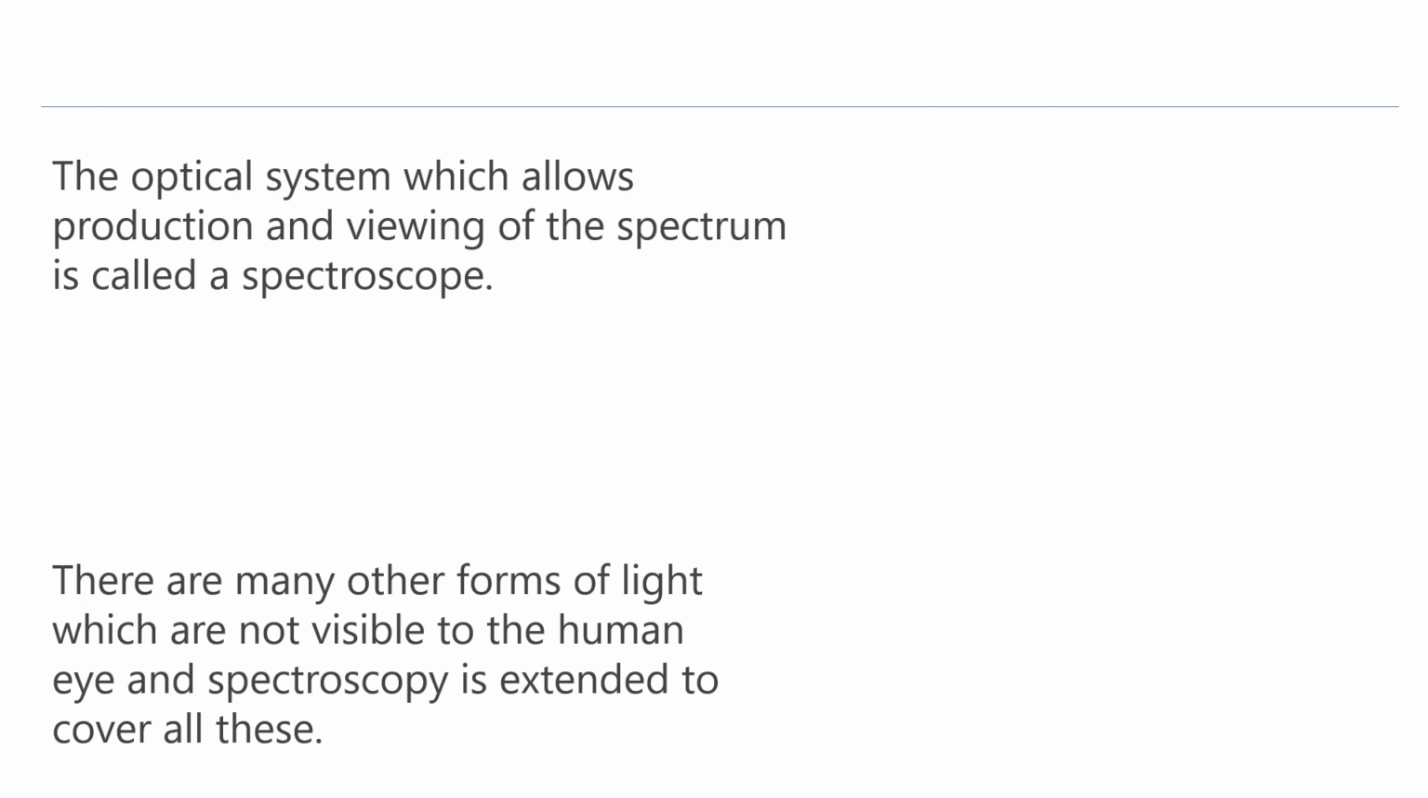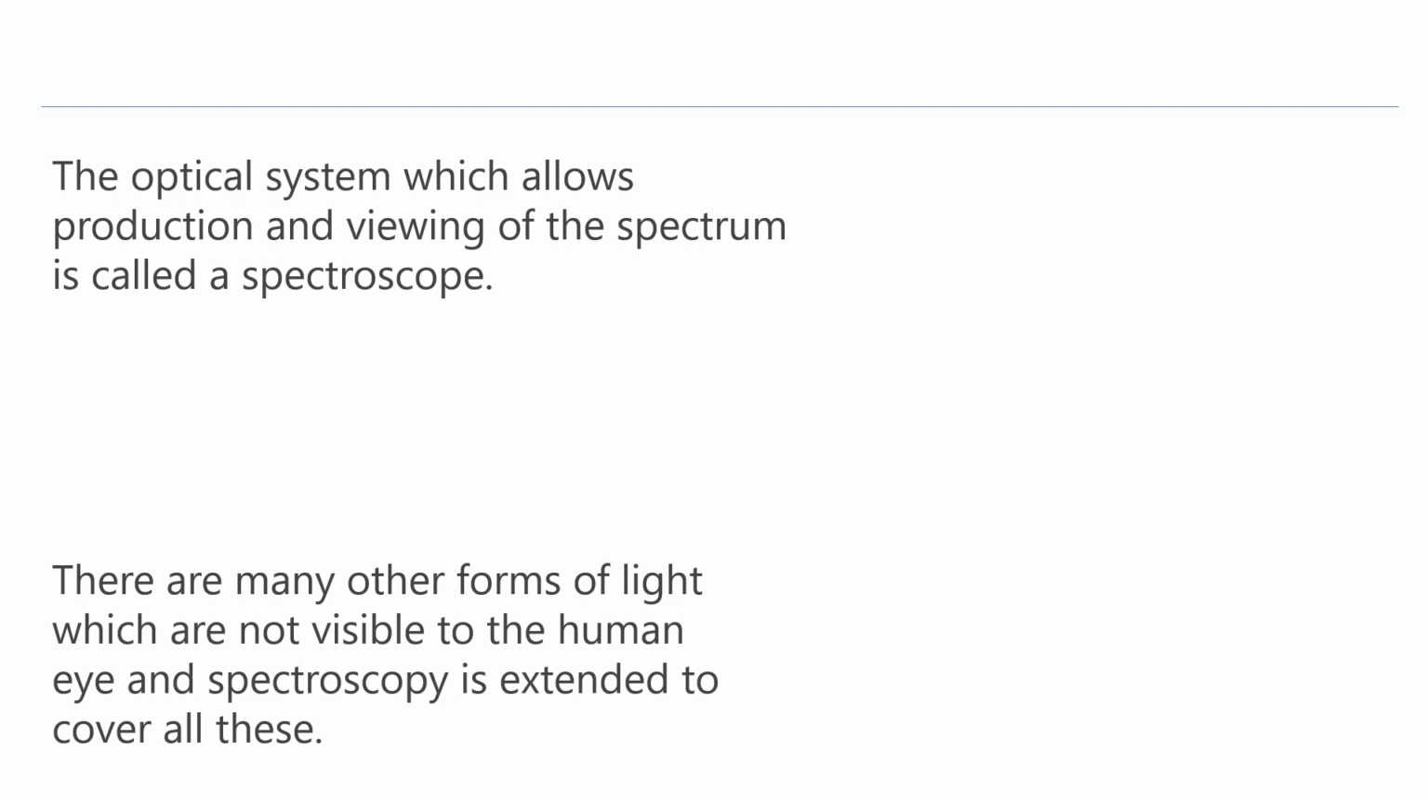There are many other forms of light which are not visible to the human eye, and spectroscopy is extended to cover all these. The human eye only sees the visible range, that is white light, which produces the seven different colors. Why do we see a blackboard as black, or something yellow, or our plant as green in color? Because we do not see the absorbed light.